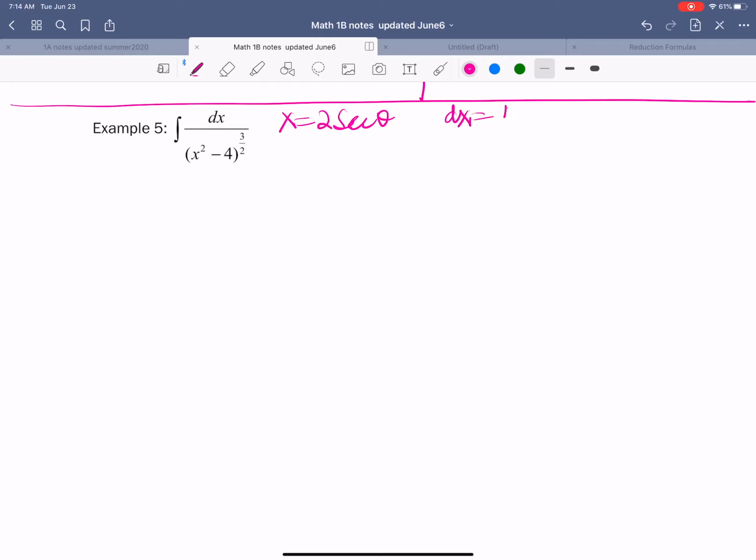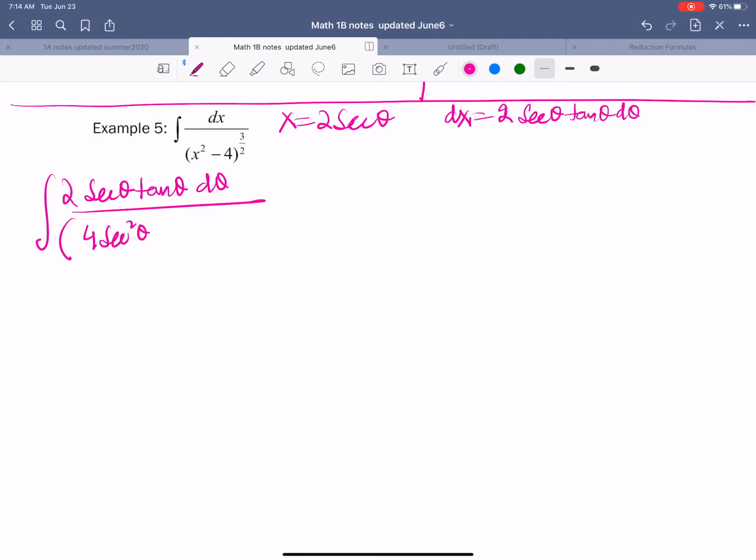dx will be 2 secant theta tangent theta d theta. Let's go ahead and do the substitution here. So we have the integral of 2 secant theta tangent theta d theta, and we are replacing x by 2 secant theta. So x squared would be 4 secant squared theta, minus 4, to the power 3/2. Okay, so let us see. It might be a little bit easier to write it in terms of square root and the power 3.